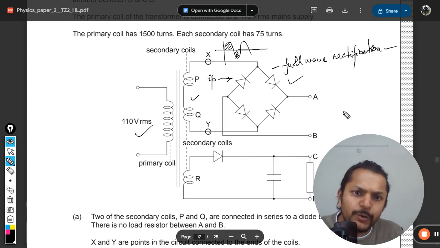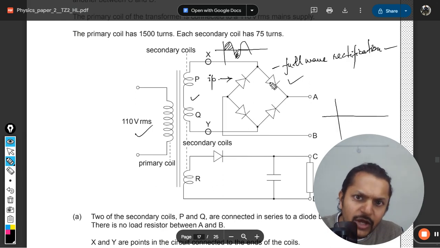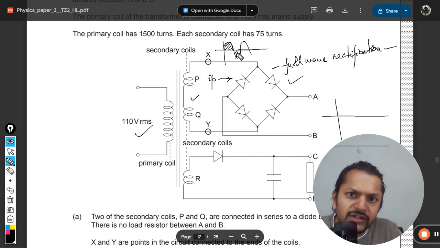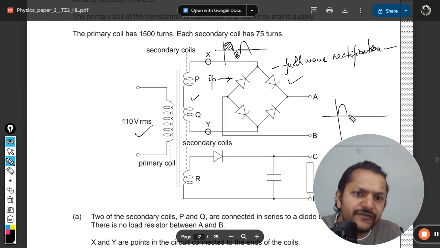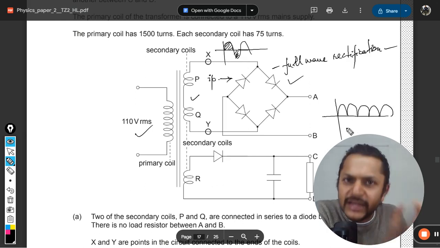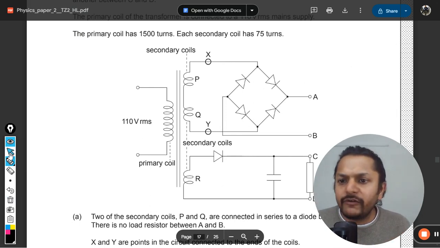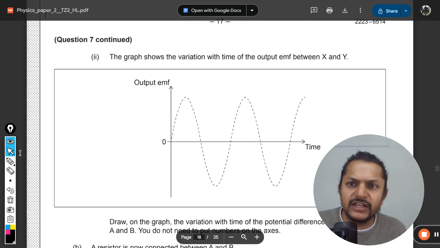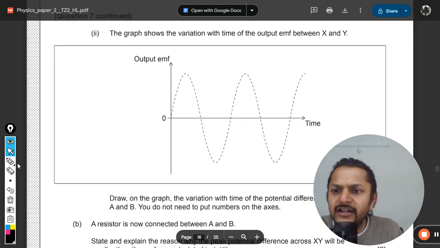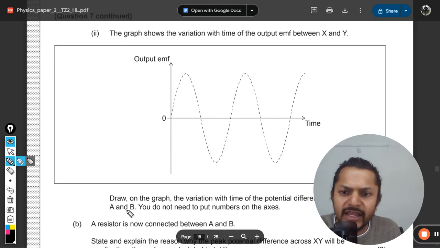So at this point, what will happen? You see, the positive value will remain positive. The negative value will be shifted into the positive domain like this. So this is what we are going to get there. So how will our graph look? You see, this is the graph, and we want to make a graph between A and B.